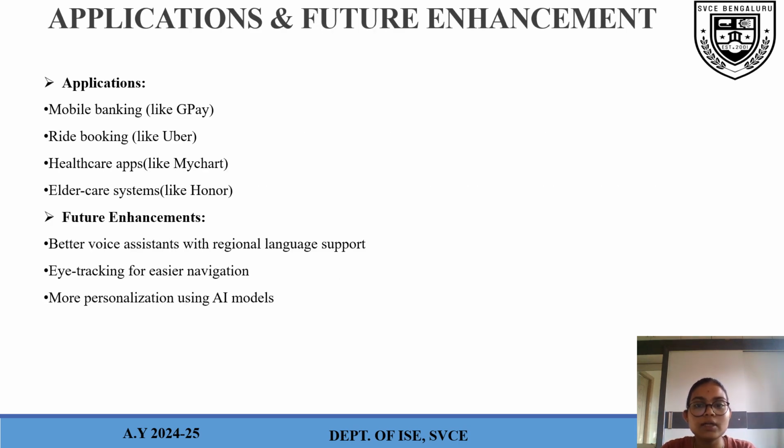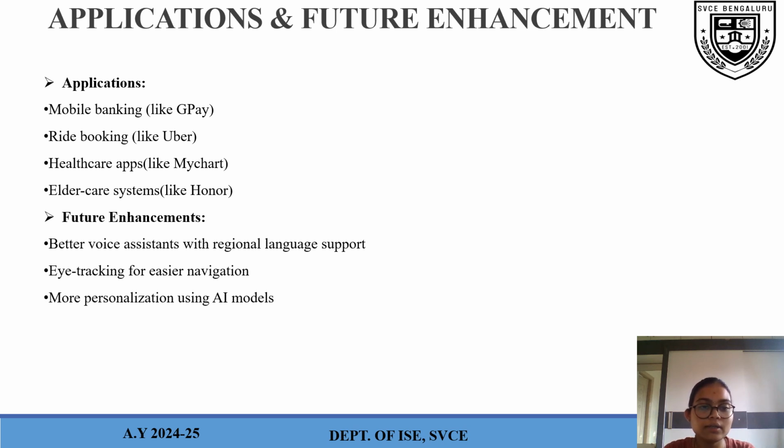Then comes applications and future enhancement. We can see that applications of this can be done in mobile banking like GPay, PhonePe, or any of the mobile banking apps. And then ride booking like Uber, Ola, or any other apps which are helpful for elderly people. And then healthcare apps, which are very efficient in the day-to-day life of elderly people, and elder care systems wherein the caregiver and the distant family members can know how they are and how they can treat them.